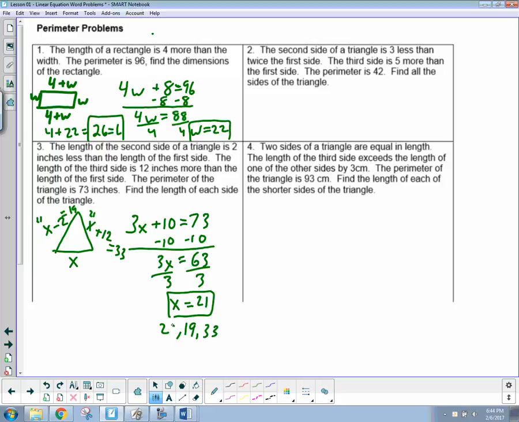All of these are the sides of the triangle. Might put a little note there. Sides of the triangle. Like what I did there, drew a little triangle. Okay.